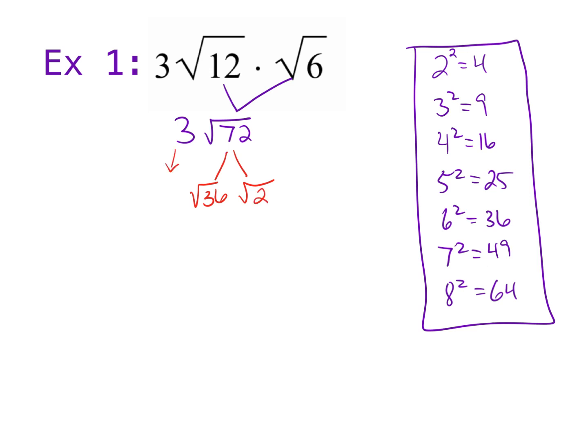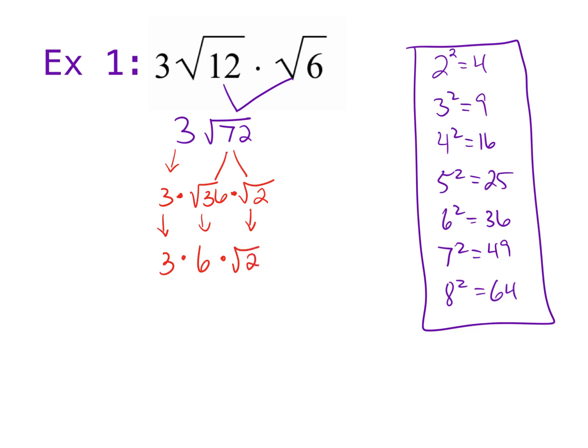And then you just bring the 3 down. You're still just bringing it in front. Okay. All right, bring the 3 down again. Square root of 36 is how much? So we said it's a perfect square, so it equals 6. Square root of 2, can I break that down anymore? No. So leave it square root of 2.